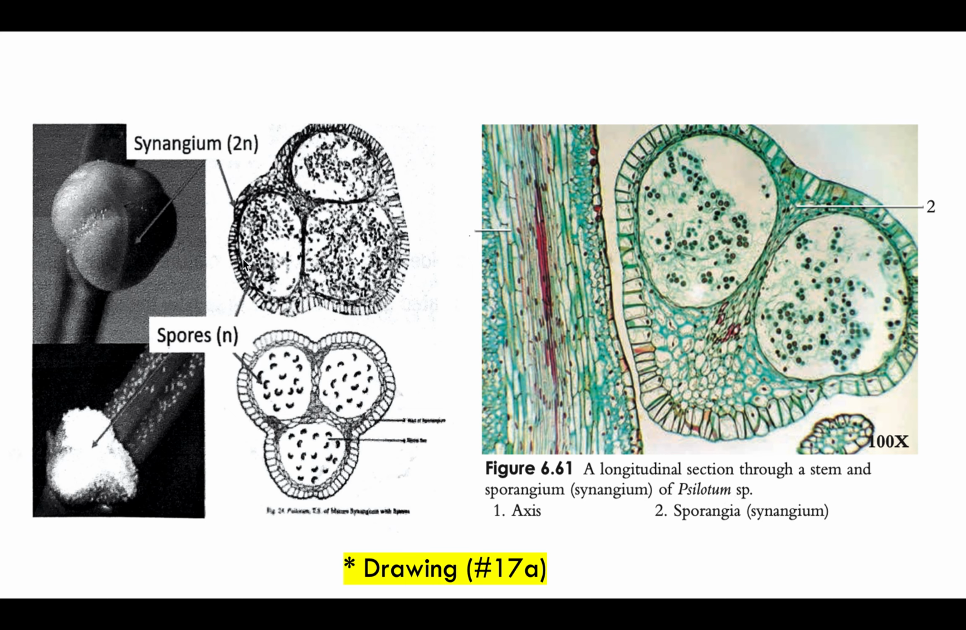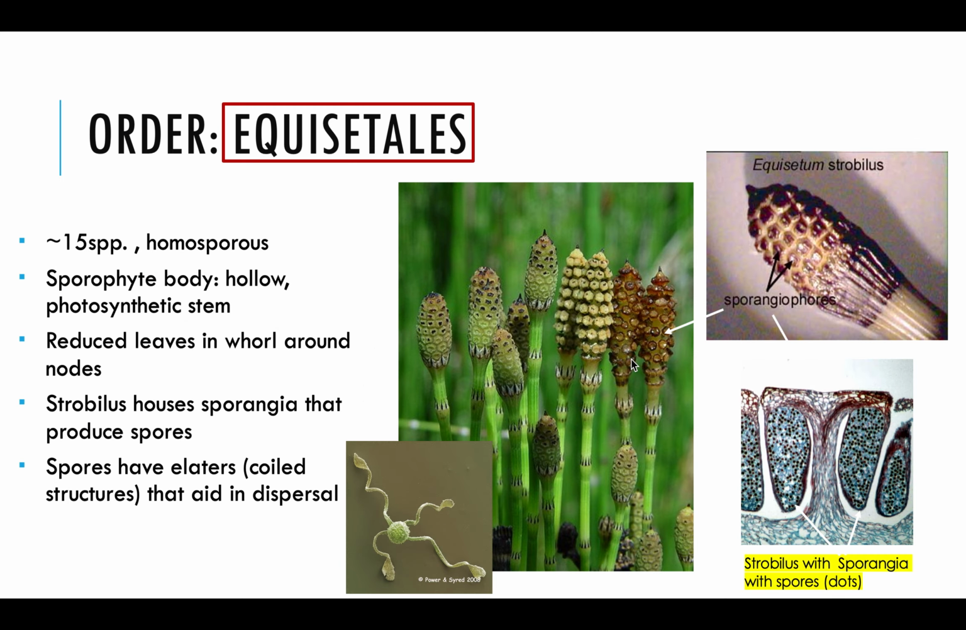So here's our synangium. This is the drawing that you'll need to do. We have 3 sporangia fused together, okay? And inside, all those little dots are our spores. Remember, the synangium is actually diploid. The spores themselves are haploid, okay?